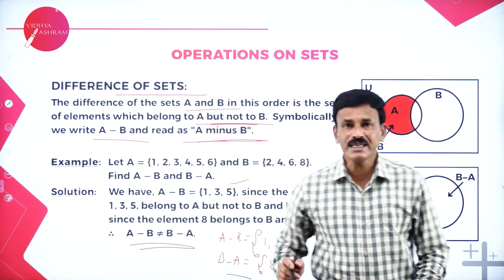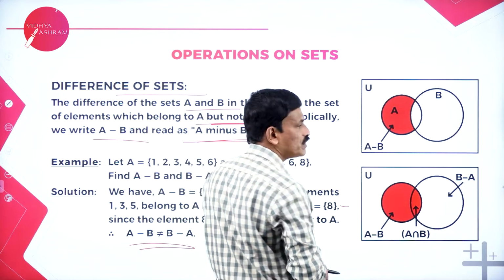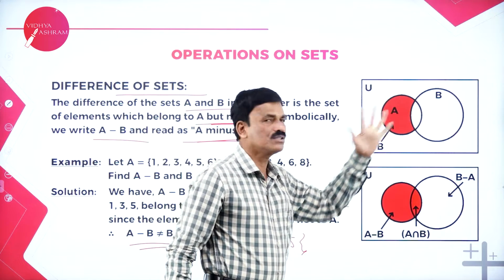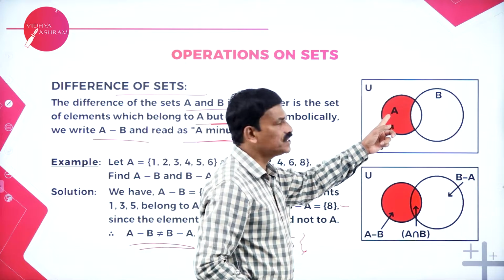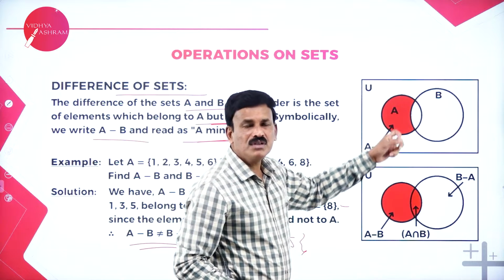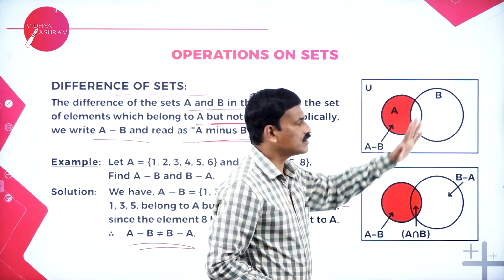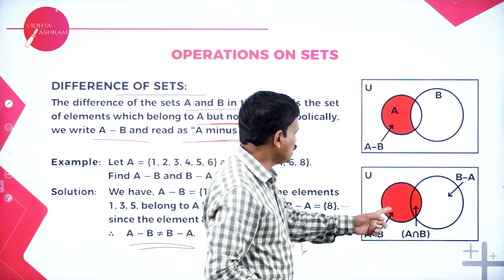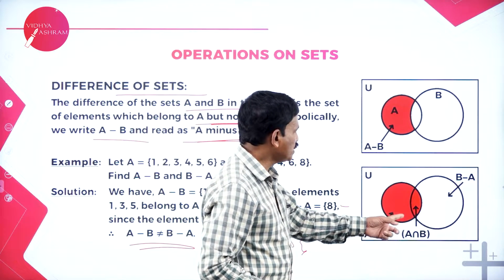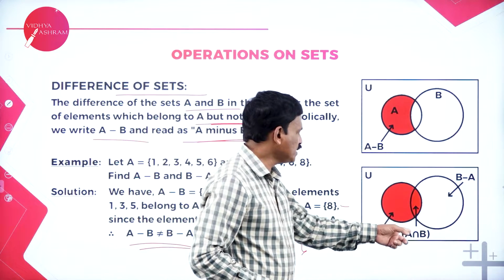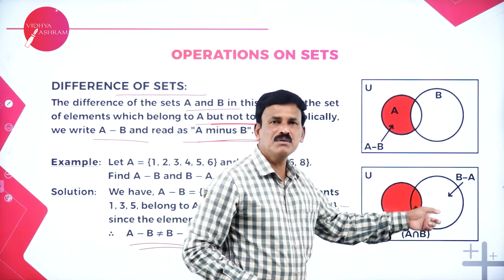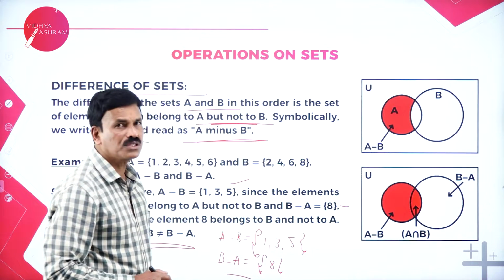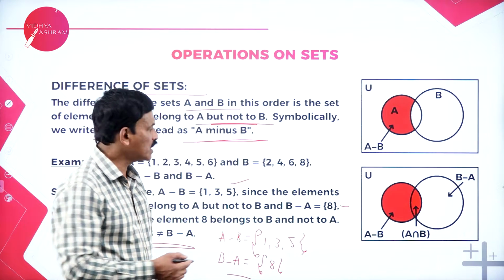The Venn diagram to represent the difference of two sets A minus B is this: the shaded region gives the elements which are in A but not in B. That is called A minus B. Here this is the intersection, A intersection B. And the elements which are in B but not in A are denoted here as B minus A. This is how we represent A minus B, B minus A and A intersection B in the Venn diagram.